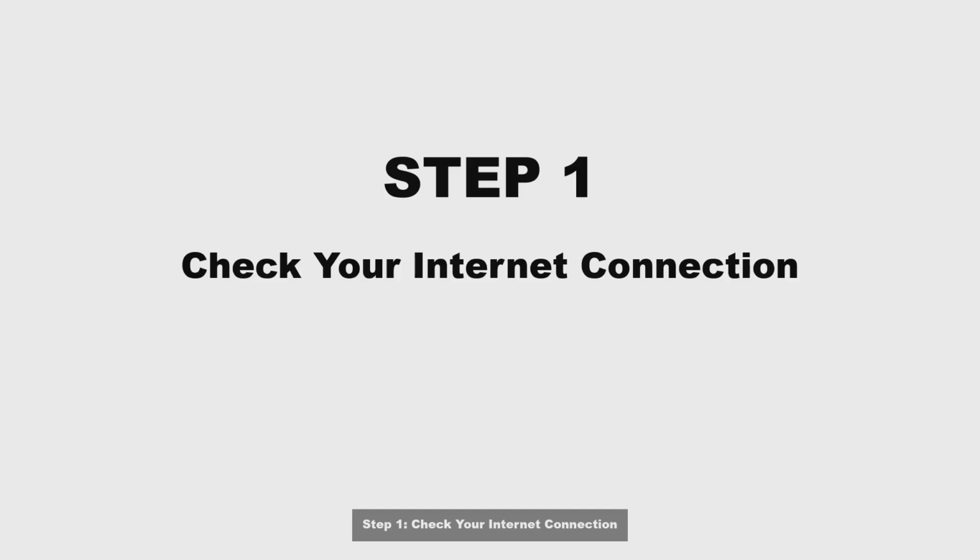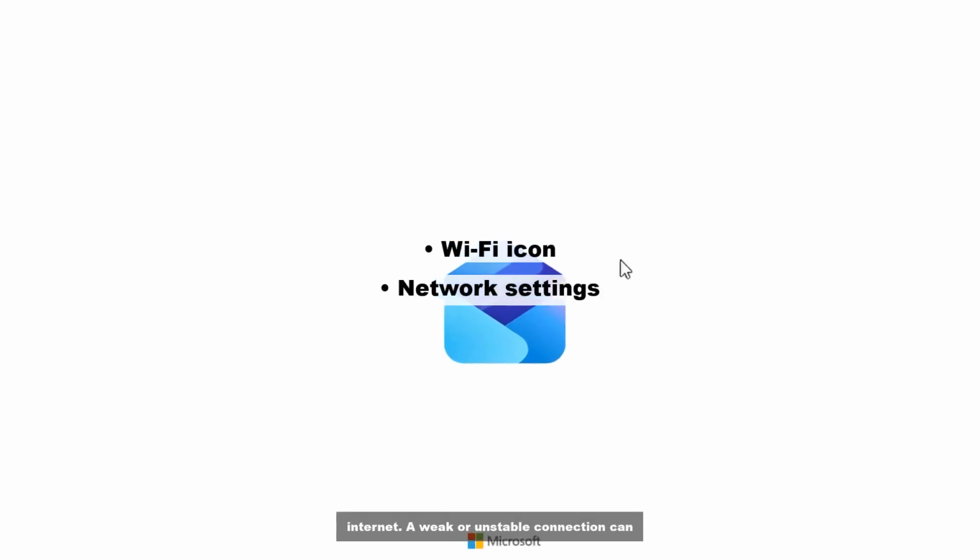Step 1. Check your internet connection. Make sure your device is connected to the internet. A weak or unstable connection can prevent Outlook from accessing your email.